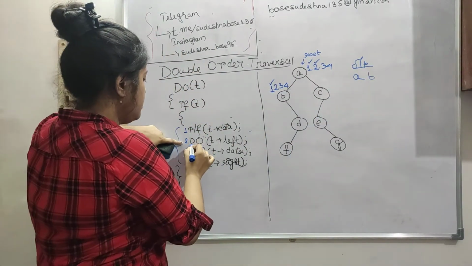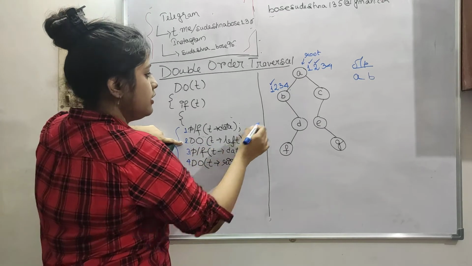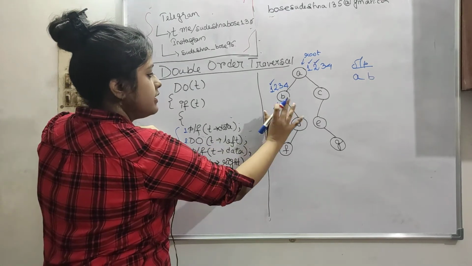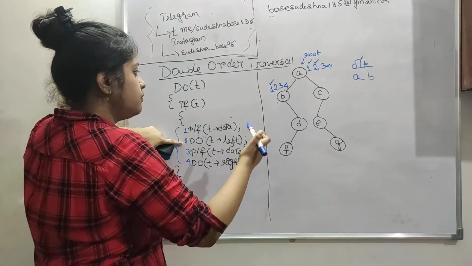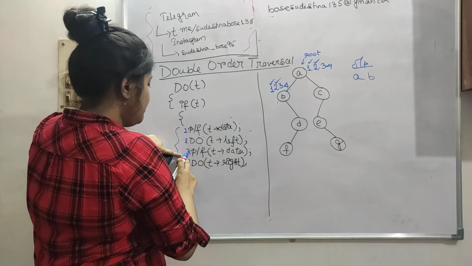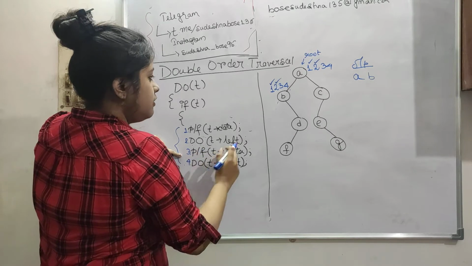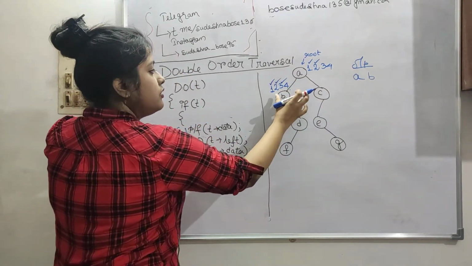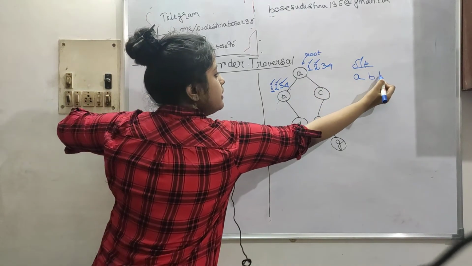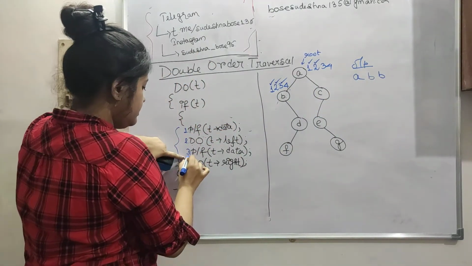Now again DO T arrow left. See, in left it has nothing, so even if we call, it will return nothing. So we say this is done. Number 3, printf T arrow data, again we have to print this only. We will print B. Then this 3 is done.